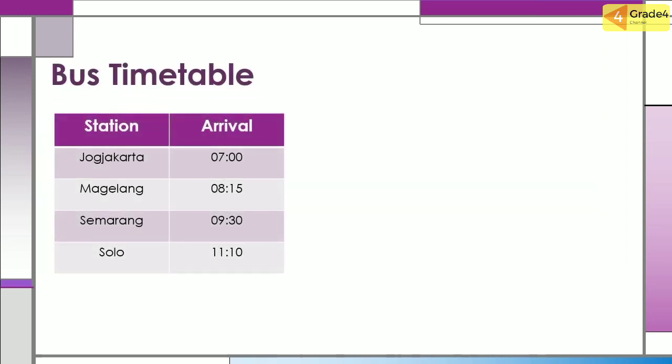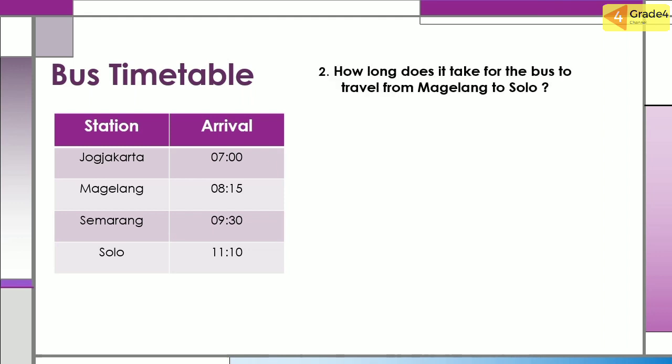Okay friends, this is the last example. The question is, how long does it take for the bus to travel from Magelang to Solo? The answer is step 1. We can look at the bus timetable from Magelang bus station to Solo bus station. And then step 2, we can calculate by subtracting the last known time in the question. From Solo, the bus arrived at 11.10, minus the first time known in the question. From Magelang, the bus arrived at 8.15.